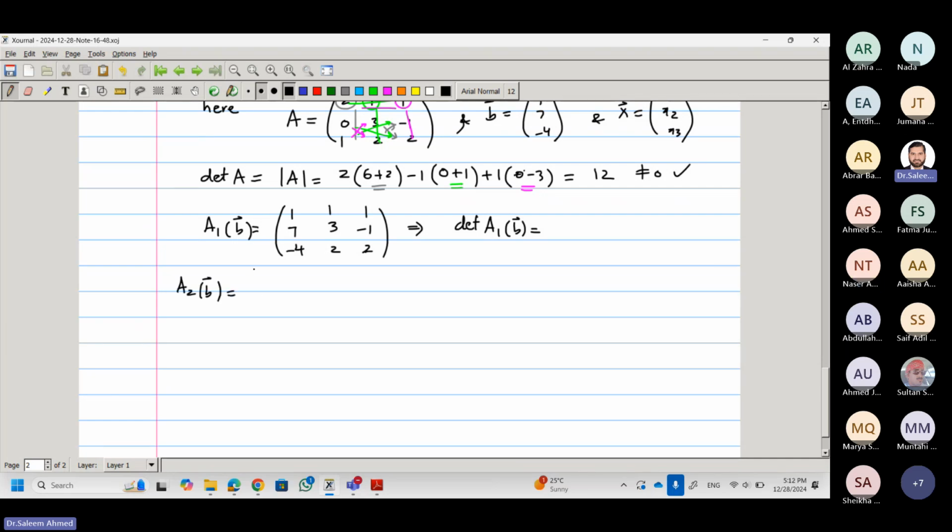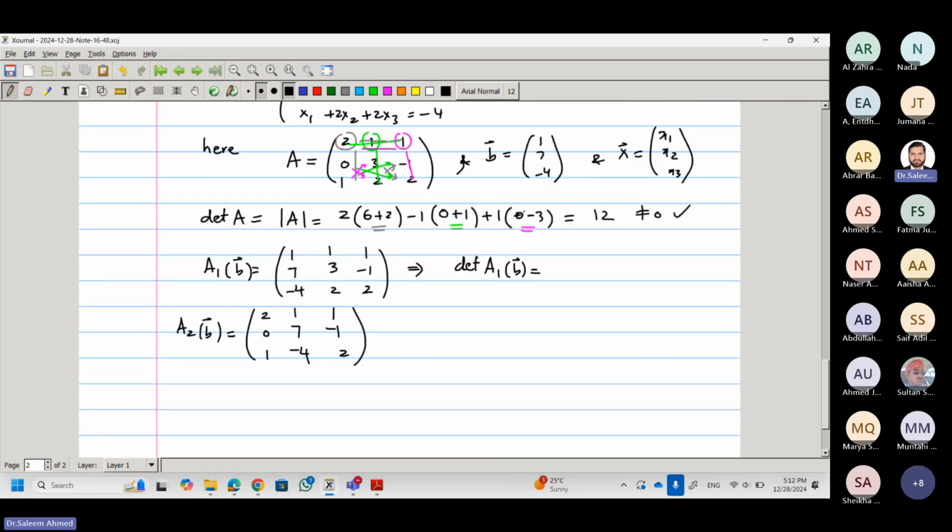A2B means the first row as it is, 2, 0, 1. Second row is replaced by B and third row as it is. Right? So see here, 2, 0, 1 I have already the answers. Okay, no issues. So for the A1B, it will be 24. And for A2B, it will be 12. And for A3B, it will be minus 48.